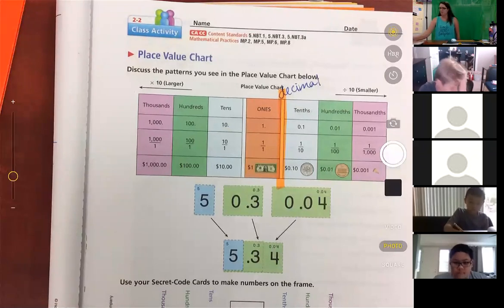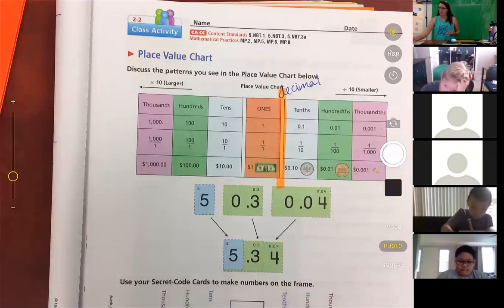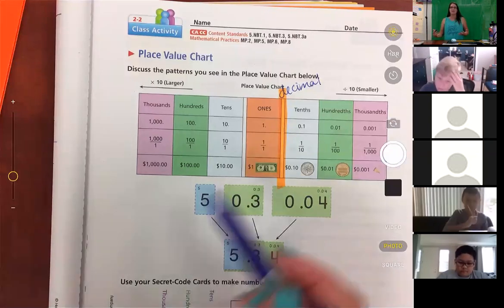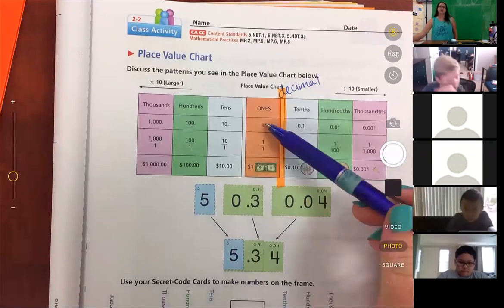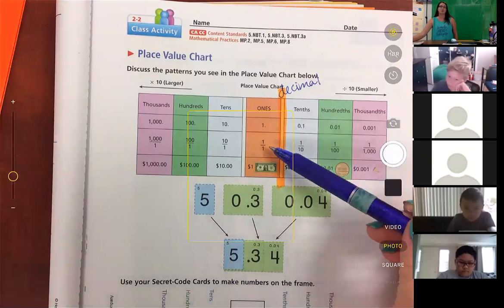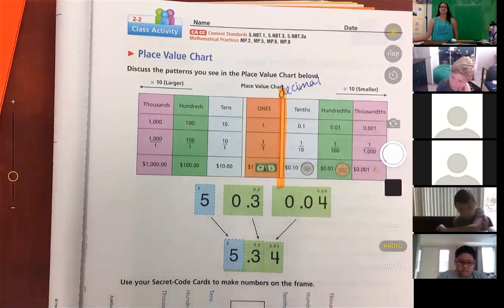Okay? So our ones place is in orange because we don't have a once, right? We start with ones. That's kind of like the beginning point. And we would write 1 as 1. As a fraction, it would be 1/1. Or if we were thinking about it in money, it would be like $1.